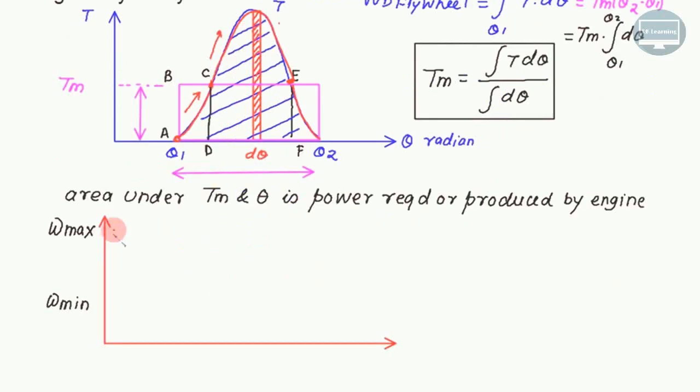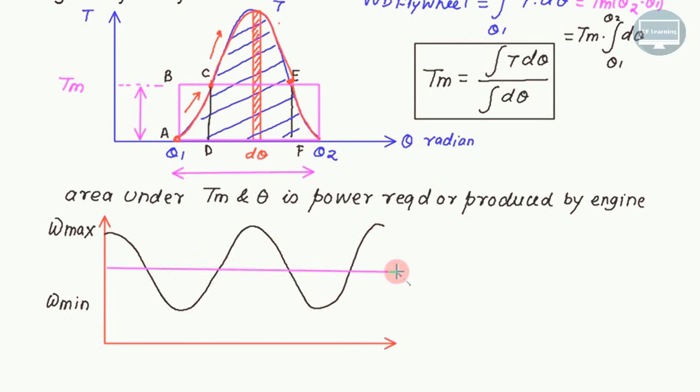During the cycle, the speed of the flywheel may start at maximum, then decrease, again increase, again decrease, again increase, and again decrease. The cycle will continue. Here this value will be the mean value. Say this value is 900 and this value is 600. So 900 plus 600, 1500, divided by 2 is 750. We can call this the mean speed.